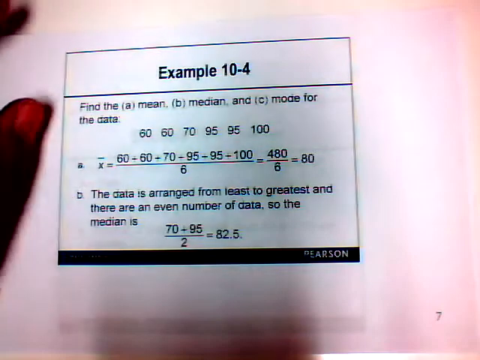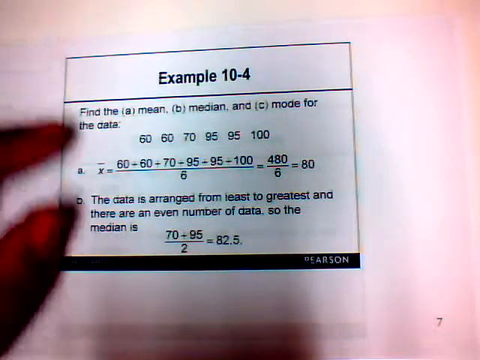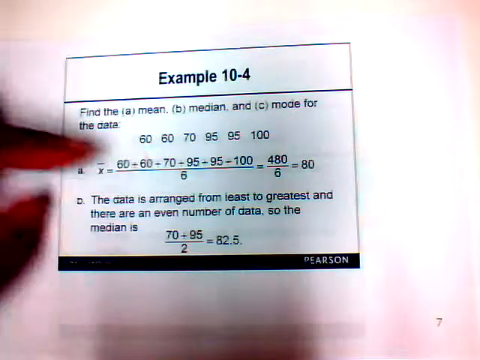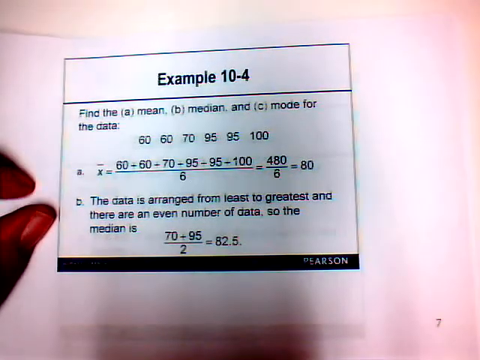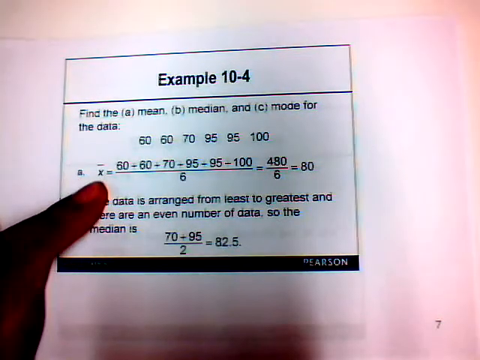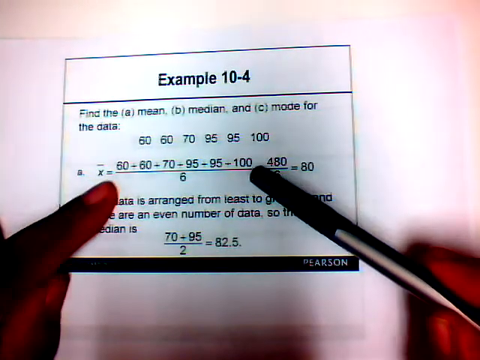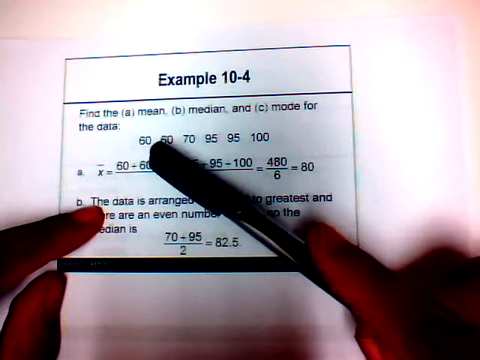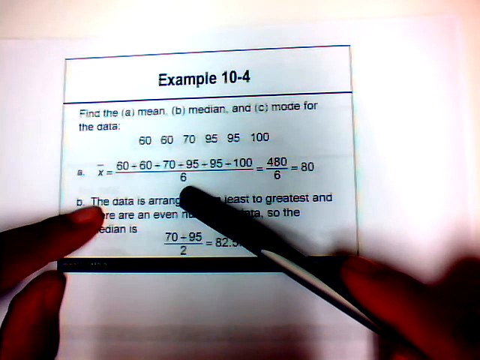So in this example, let's say we want to find the mean, the median, and the mode of this set of data. Here we got 60, 60, 70, 95, 95, and 100. We want to find the mean of this set of data. This is part A. What you're going to do here is take the sum of these individual data values, and you can count that there are 6 data values here, so we're going to divide by 6.